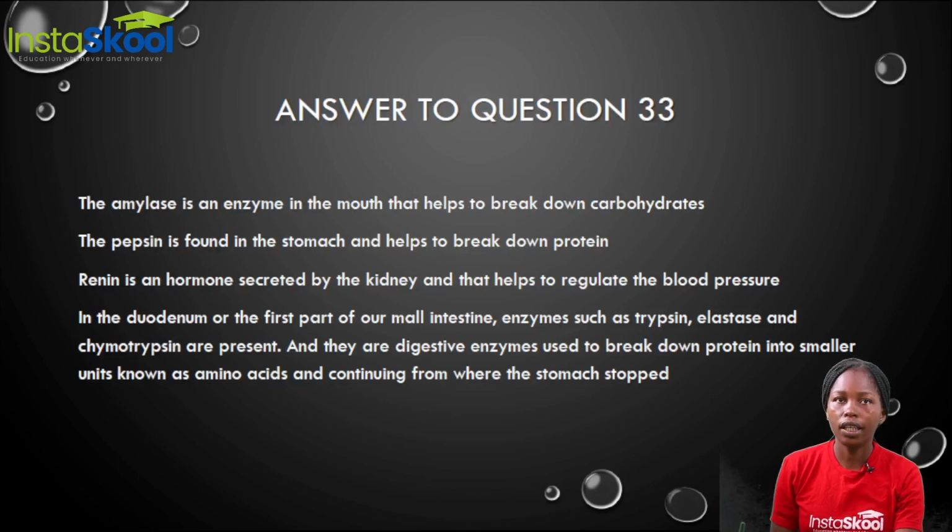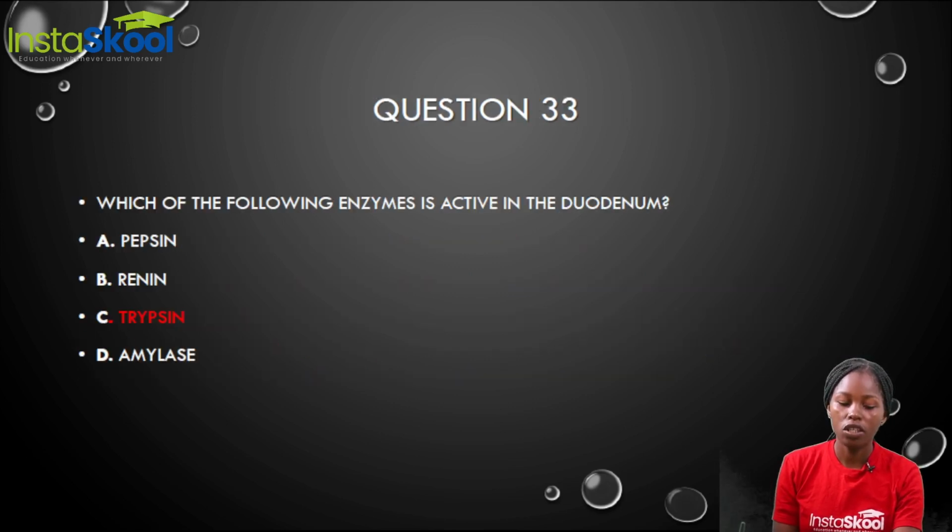Now, trypsin. Trypsin can be found in the duodenum. Trypsin alongside elastase and chymotrypsin are present in the duodenum. And this digestive enzyme helps to further break down protein into smaller units known as amino acids. Usually, they simply continue from where the stomach stops in breaking down protein. So our answer is option C, trypsin.